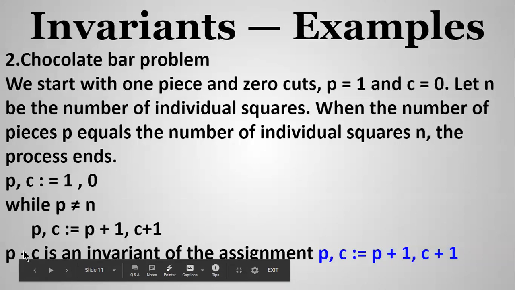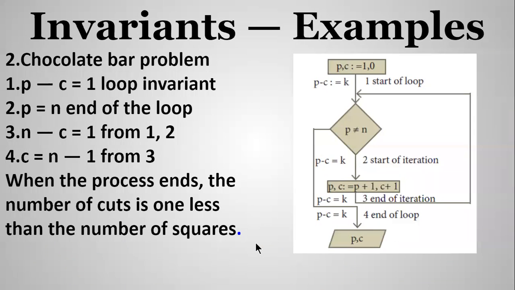So whatever may be the value of P, whatever may be the value of C, the final expression is going to be P minus C. So P minus C is called an invariant of this assignment, P plus 1 and C plus 1. Can you understand? I'll explain it a better way through the boards afterwards.